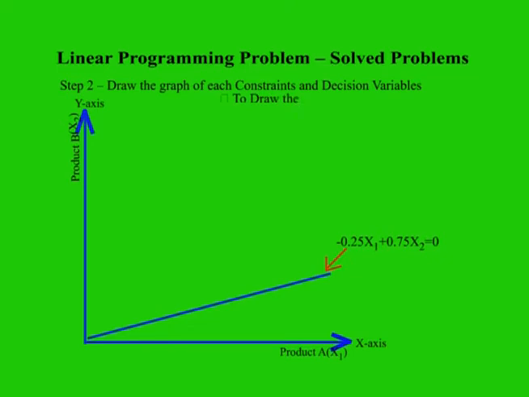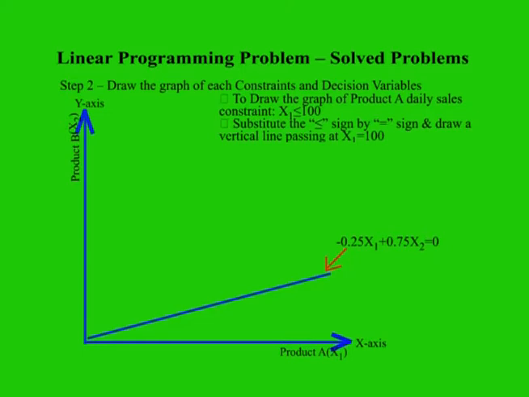To draw the graph of product A daily sales constraint, that is x1 less than or equal to 100, substitute the sign less than or equal to by the sign is equal to, and draw a vertical line starting at 100, 0 and extending upward. So the vertical line might pass somewhere around here. As usual, all points satisfying x1 is equal to 100 lie on the solid vertical line, and those points satisfying x1 less than 100 lie in the region between the y-axis and x1 is equal to 100.